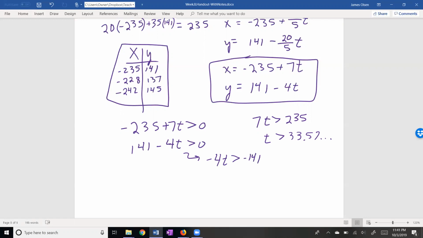And I'm going to divide both sides by negative 4. As you may remember from a previous algebra course, if you divide an inequality by a negative number, you must change the direction of the arrow. So I'm going to divide the left-hand side by negative 4 and get t. The greater than sign becomes less than. I'm sorry, negative 141 divided by negative 4 is 35.25.